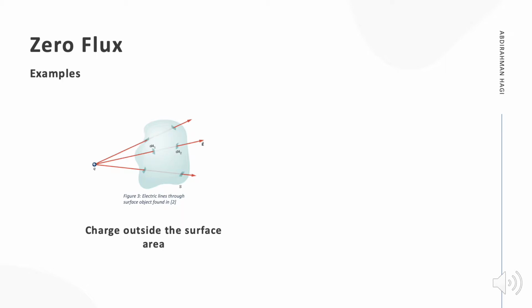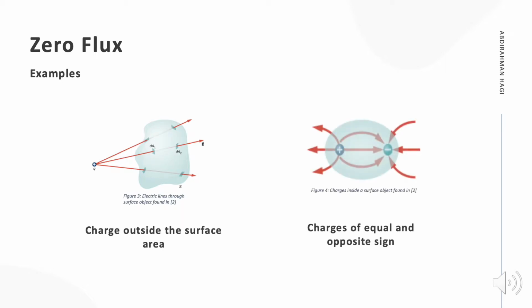Another reasoning for the net flux of 0 occurs when charges of equal and opposite signs are included within an enclosed surface. This happens again because each field line that enters the enclosed surface must leave.